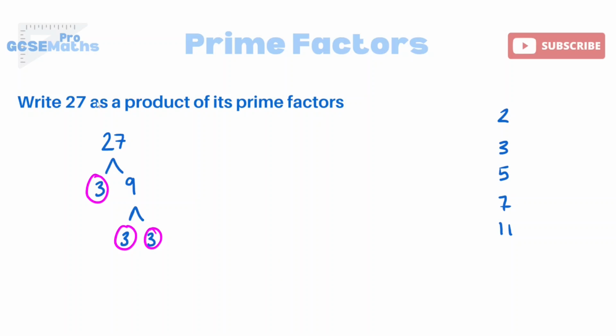So when it says write 27 as a product of its prime factors, well, we've broken it down into its prime factors. The word product means times, it means multiply. So you can therefore write it as 27 is equal to 3 times 3 times 3.